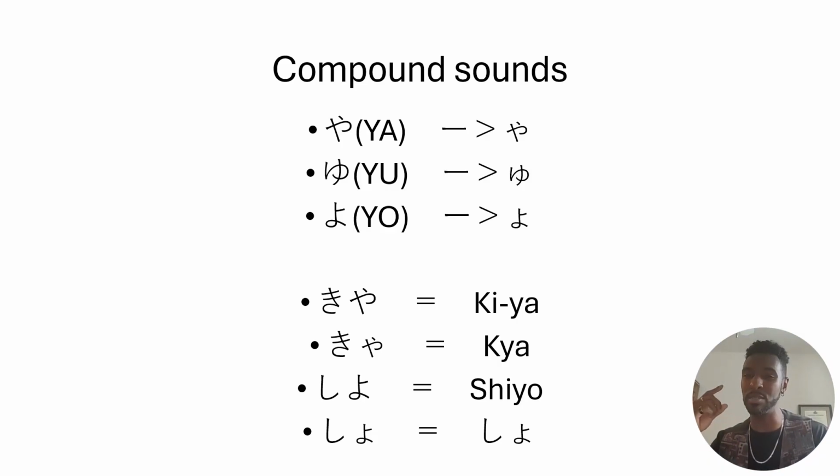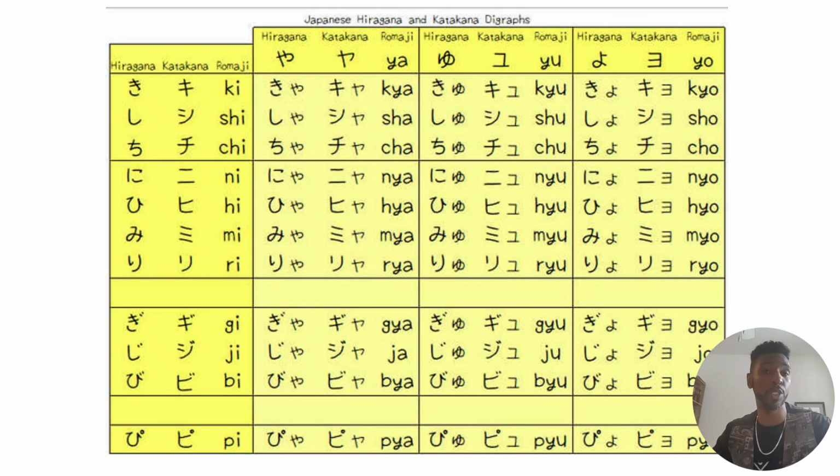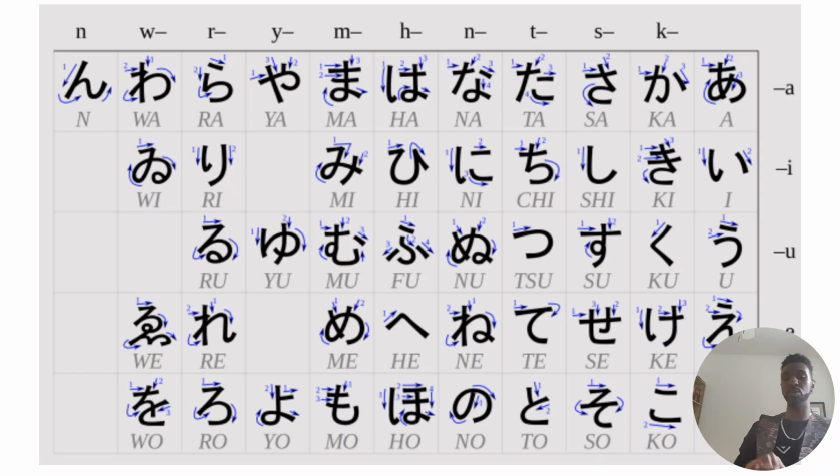If I want to write the sound sho, it's actually shi and yo together. Shi yo, make the yo smaller, sho. That's sho. That's how I get that sound. You don't have to commit any of this to memory. This is just something that can aid you while you're studying the sounds. Here's a chart for different combinations of sounds. So ki, ya, kya. Ki plus yu is kyu. Ki plus yo is kyo. So on and so forth. Hiragana.